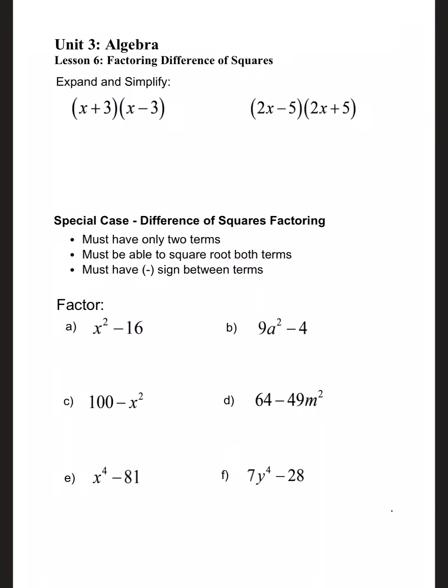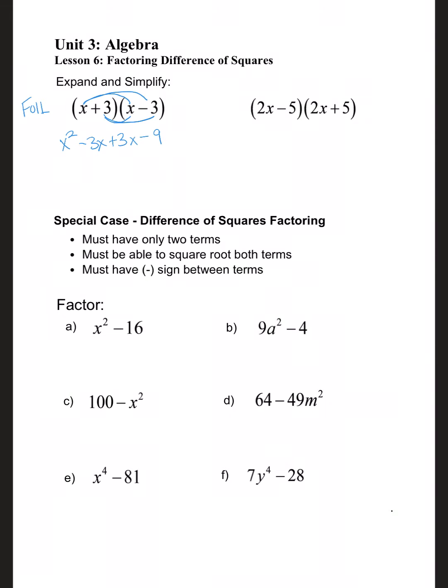So we have x plus 3, x minus 3. If we are going to expand and simplify, we would use FOIL. Remember, we would do our first terms, outside terms, inside terms, and last terms. Okay, so we're going to have x squared. Our outside terms, we have negative 3 times x. Our inside terms would be positive 3 times x. And our last terms, we have positive 3 times negative 3 is a negative 9.